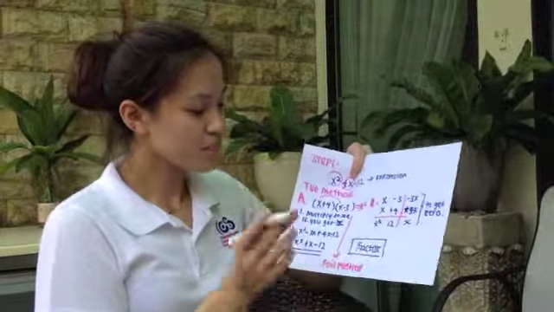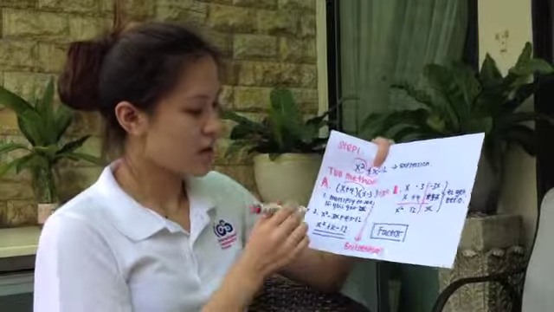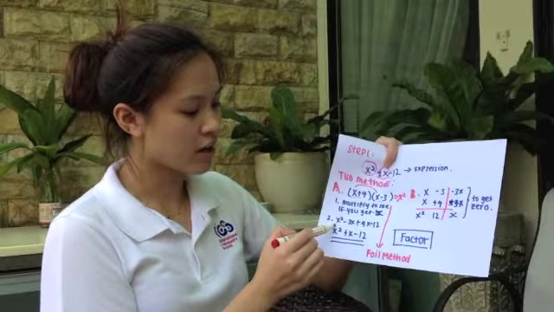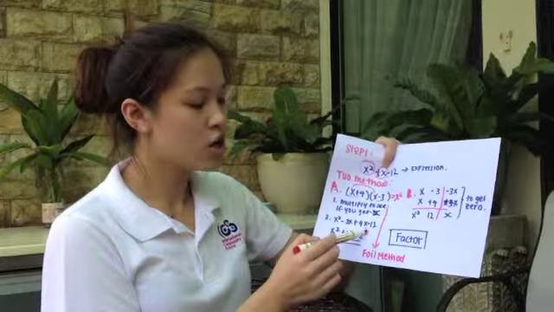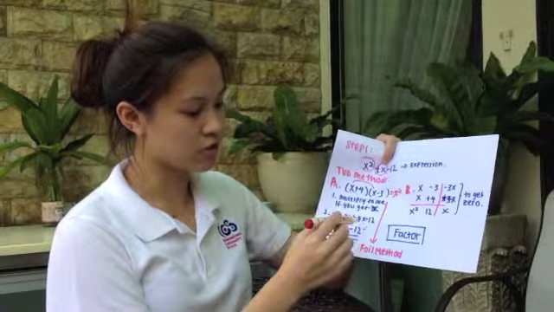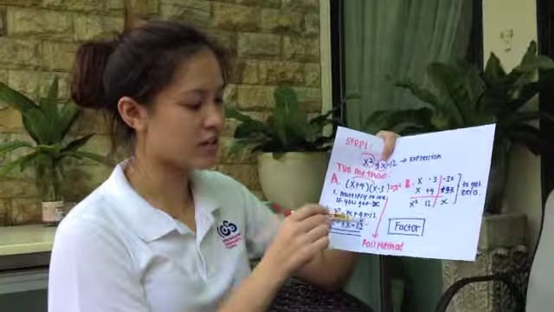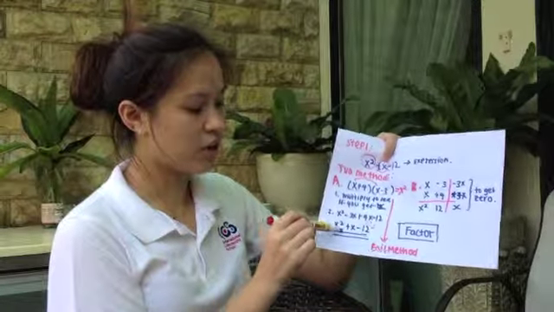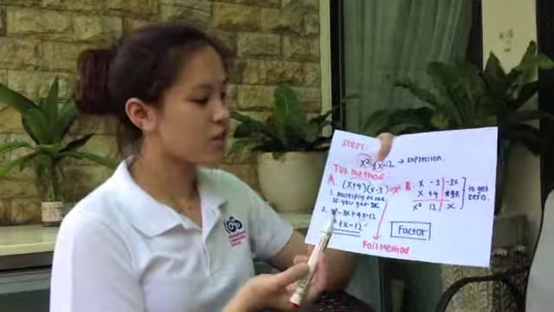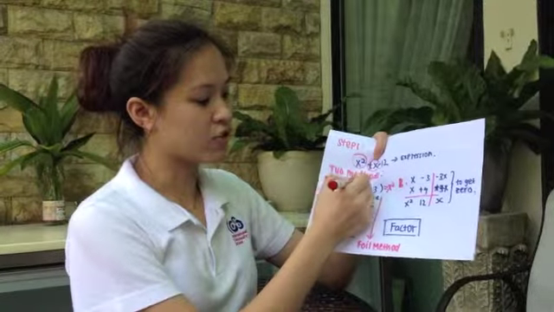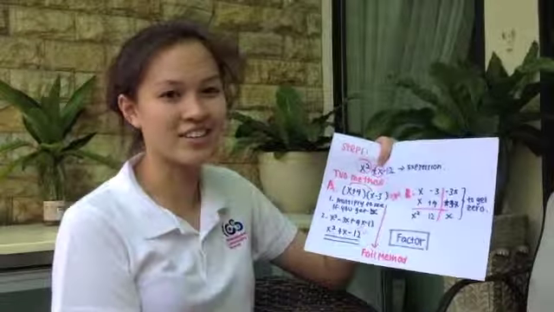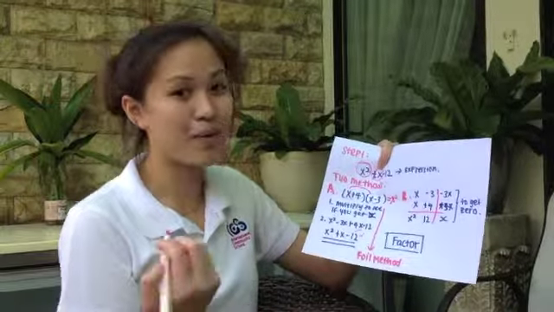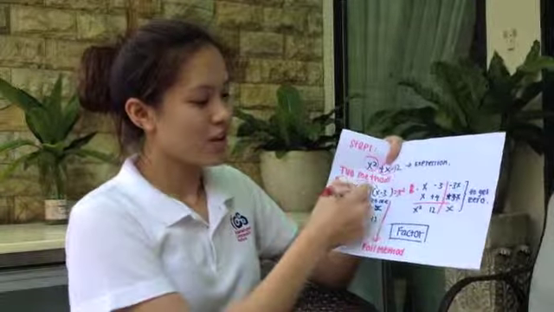Okay, so if you multiply it out, you get x squared minus 3x plus 4x minus 12. When you add these two together, you'll get a positive x. If you use minus 3 and plus 4, you'll get a positive x, and we don't want a negative x, we want a positive x. So yeah.